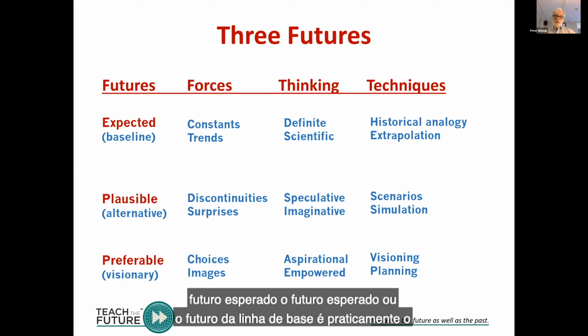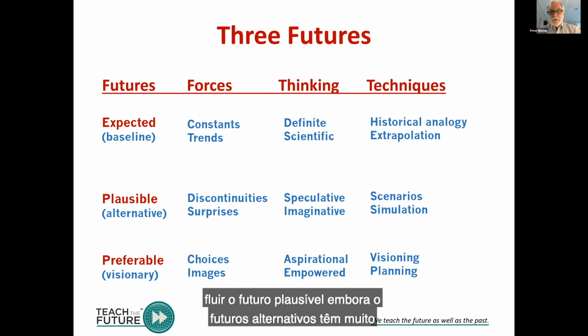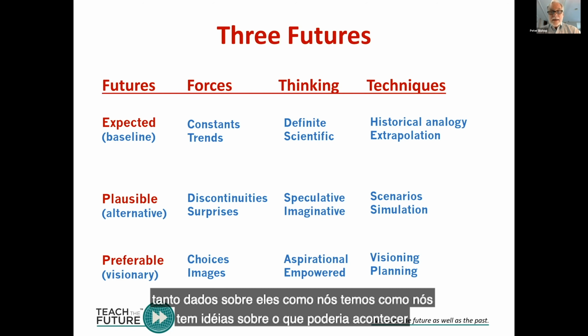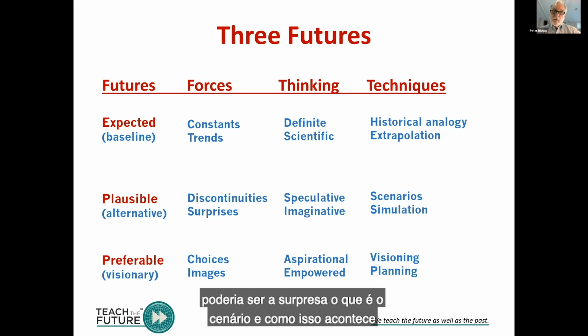The expected future, or the baseline future, is pretty much the social science techniques. If you were given a paper in college to say, well, give me the future of the automobile, the expected future is pretty much what you would do. There's no specific futuristics involved. It's just basically saying, here's where we're headed, and this is probably where we will end up. The plausible future, though, the alternative futures, have a much different source. They're our imagination. What might happen instead? We don't have so much data on them as we have ideas about what could happen. What could be the surprise? What is the scenario, and how does it come about?